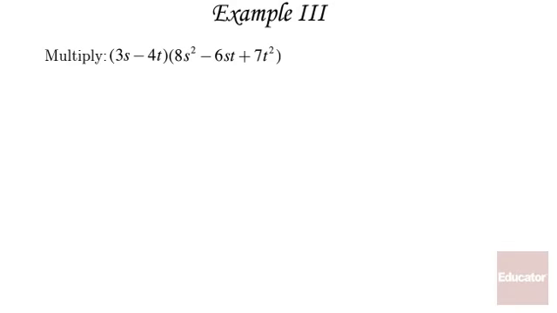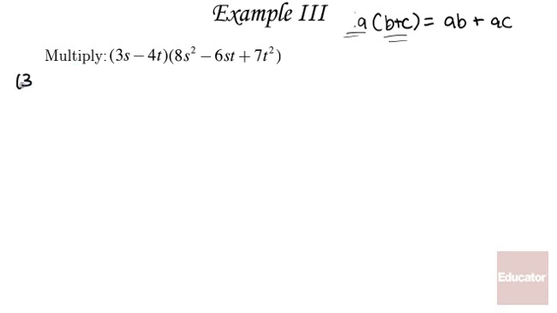Example 3. This one's more complicated, and we can't use FOIL because this is not a binomial times a binomial. Instead, it's a binomial times a trinomial. So instead, I'm just going to recall the distributive property, make sure that I multiply out everything that I need to using the general distributive property. A times (B plus C) equals A times B plus A times C. And I actually have 2 terms out here and 3 in here, but that's fine. It's still the same principle. So I just have to be careful and make sure that I catch all of these terms.